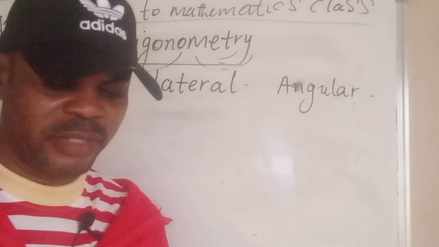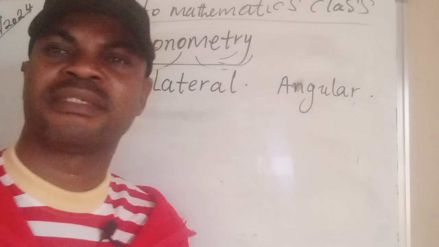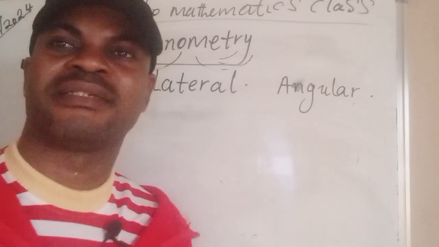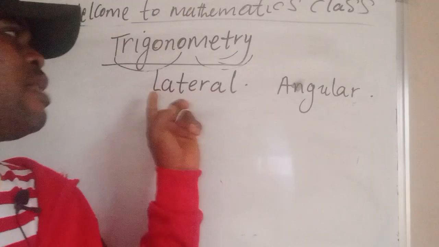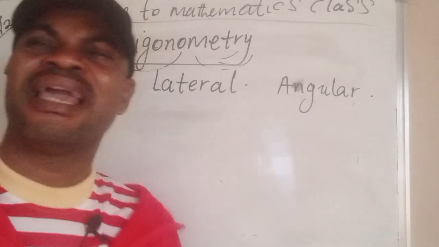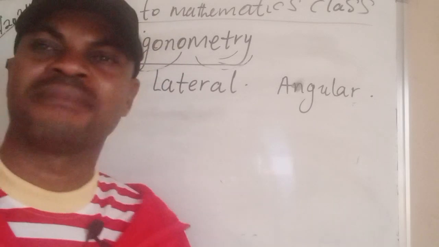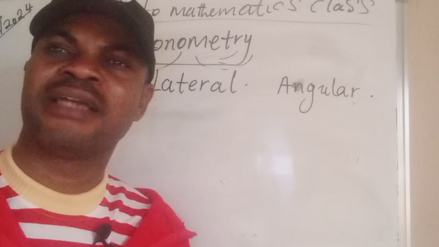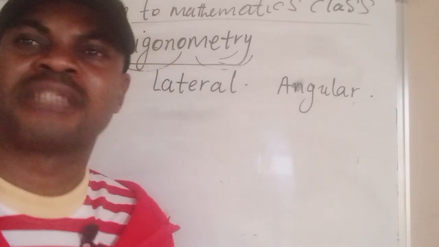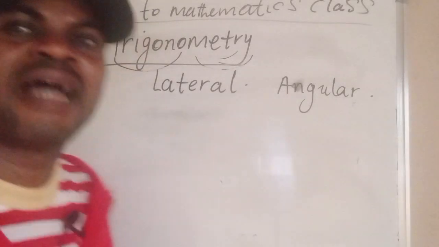Now, what I'm saying is this. Generally, we have 6 types of triangles in mathematics, and we can classify them into 2 basic classes. One is the lateral classification, and 2 is the angular classification. Any form of triangle either belongs to the lateral or belongs to angular. It is lateral when we are classifying triangle based on the sides. The word lateral means sides. So it is lateral classification when we are classifying triangles based on the sides they have.